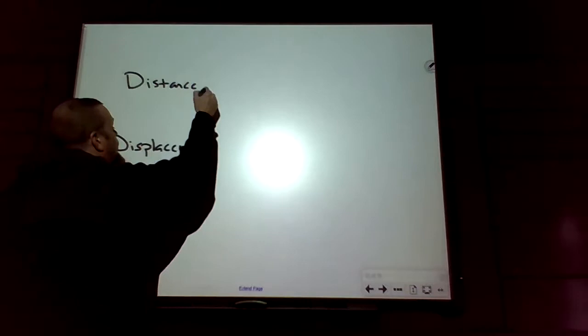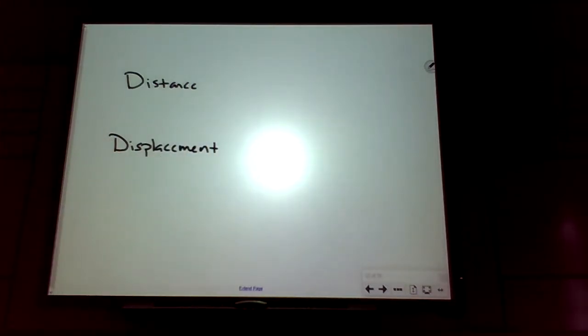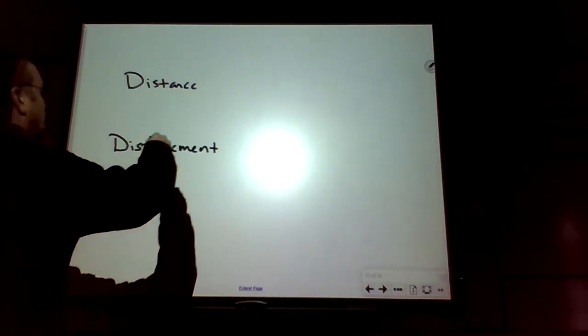We start off by saying both of these things measure how far an object moves. What makes them different from one another is their frame of reference or their point of view. In the case of distance, the frame of reference or point of view is the object itself.